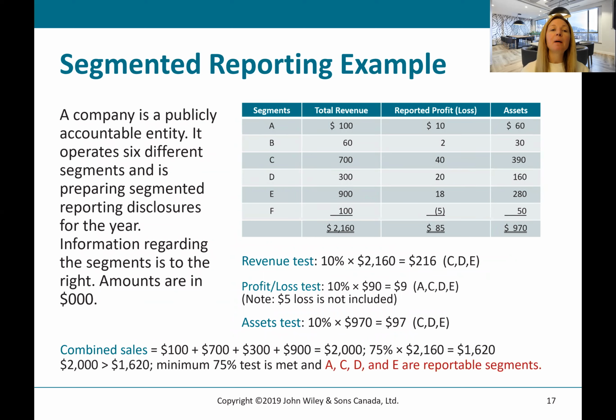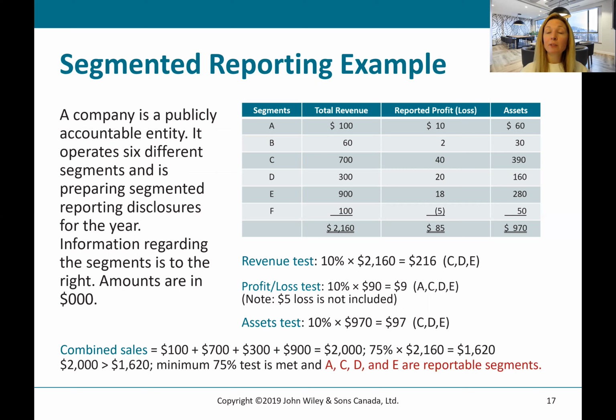A company is a publicly accountable entity. It operates 6 different segments and is preparing segmented reporting disclosures. Information regarding the segments is to the right. So you can see how it's broken out the segments. You can see A, B, C, D, E, F. Those are the different segments. And it's broken out the total revenue and profit and assets of each segment. And it's asking you to determine which of the segments are reportable.